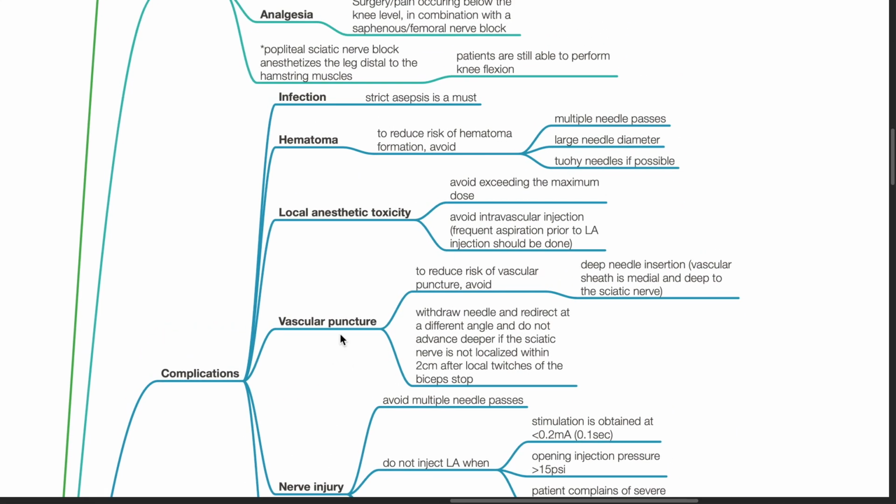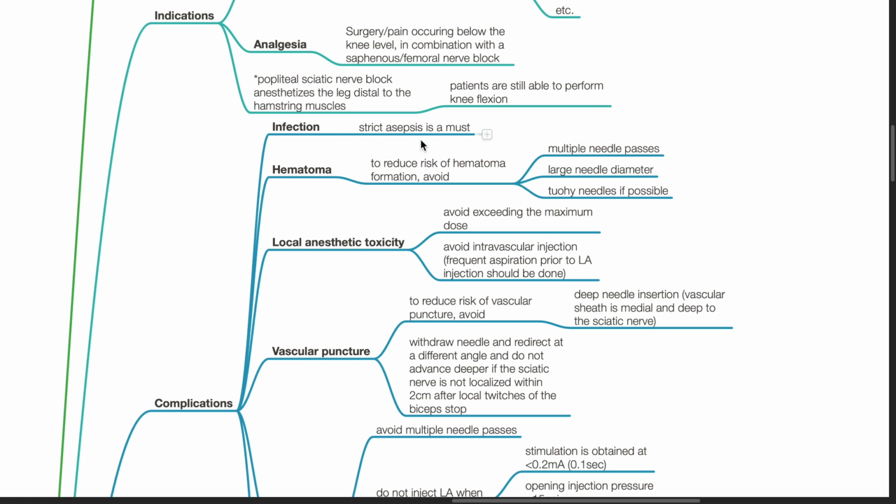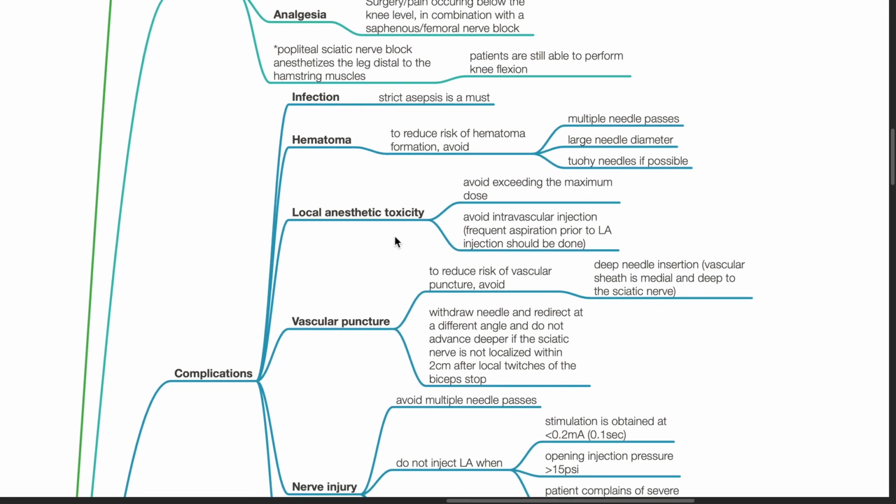Complications: infection, strict asepsis is a must. Hematoma: to reduce risk of hematoma, avoid multiple needle passes, large needle diameter, and Tuohy needles if possible. Local anesthetic toxicity: avoid exceeding the maximum dose, avoid intravascular injection, and frequent aspiration prior to LA injection should be done.